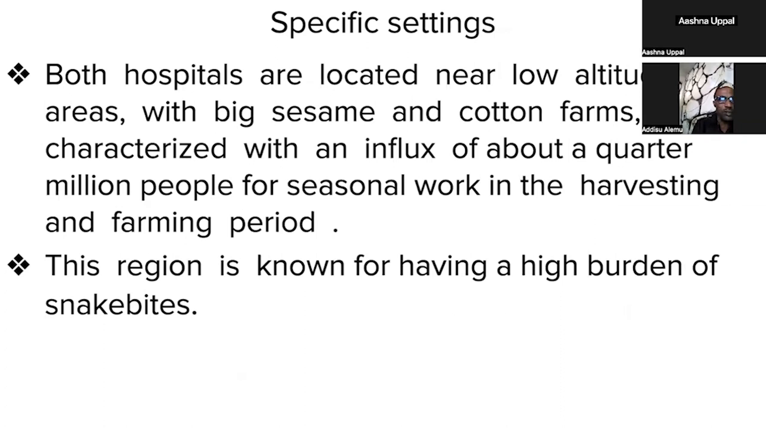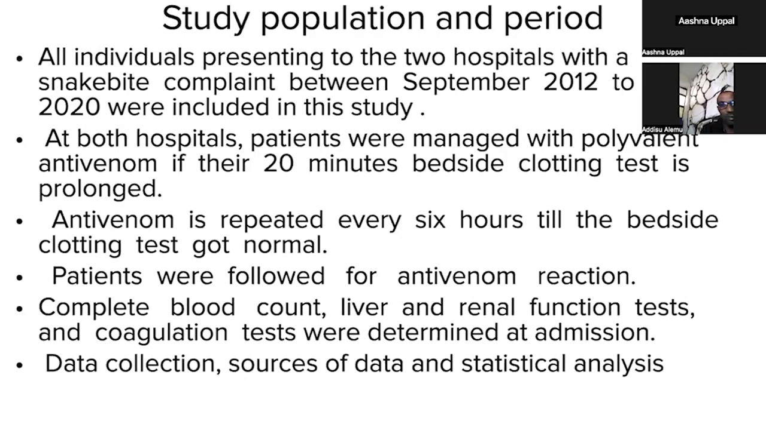Next slide. Both hospitals are located near low altitude areas with, as mentioned before, big sesame and cotton farms, characterized by an influx of about 250,000 people seasonally working in the harvesting and farming period. This is because of the cash crop cultivated area. This region is known for having a high burden of snakebites. It is due to unknown cases.